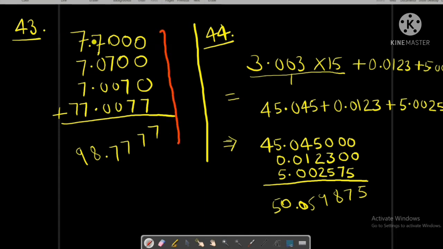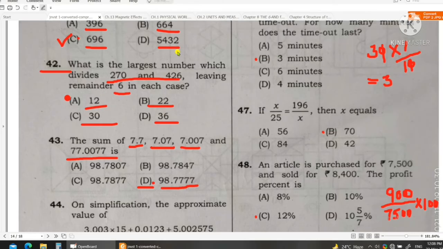Okay, 7.7, the first number is 7.7. After this decimal and this digit you can put an infinite number of zeros, so you can add them easily. The answer is 98.7777. So the answer is here option number D, question 43.